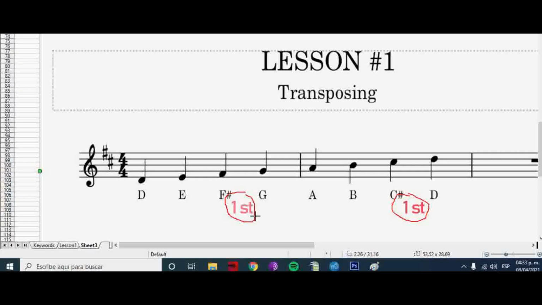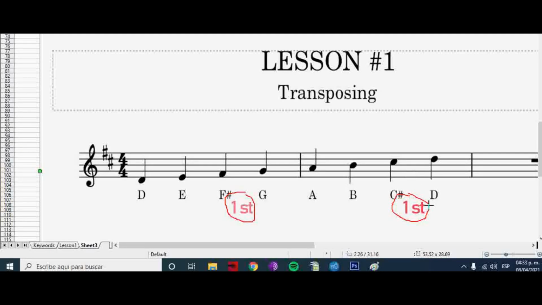So we see that in order to have only 1 semitone from F to G, the only possible way is adding a sharp, making F sharp to have only 1 semitone between F sharp and G. And the other case is also making C sharp in order to have only 1 semitone from C sharp to D.